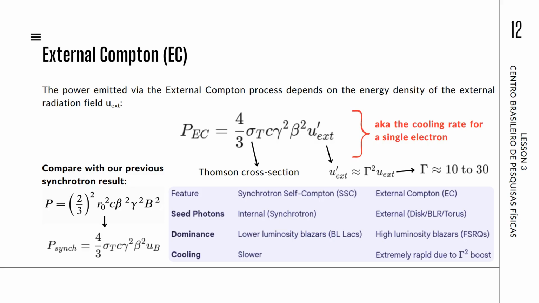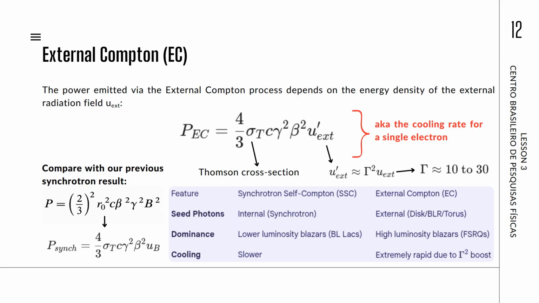In the case of external Compton, the seed photons come from the disk, from the broad line region, from the torus, or even from the cosmic microwave background. Okay. Do you all know what the cosmic microwave background is? Okay. And where do they appear the most?